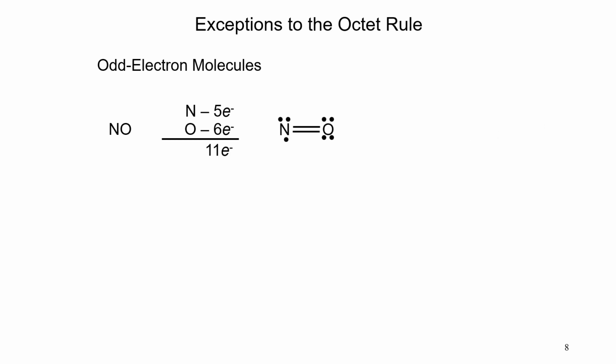And the Lewis structure for NO is this. We give oxygen its octet, and nitrogen has an incomplete octet. These types of molecules are called radicals, and they are highly reactive. So this won't hang around very long. In fact, it would react with another NO molecule to form N2O2.